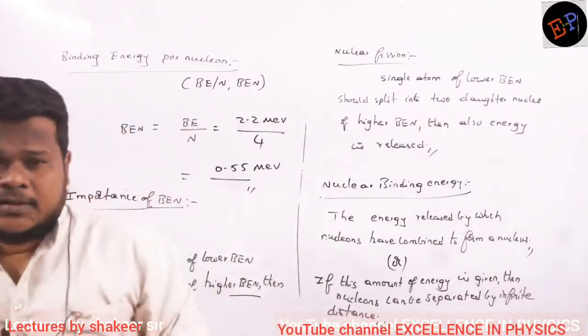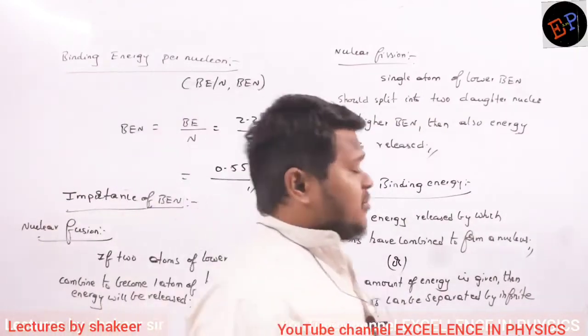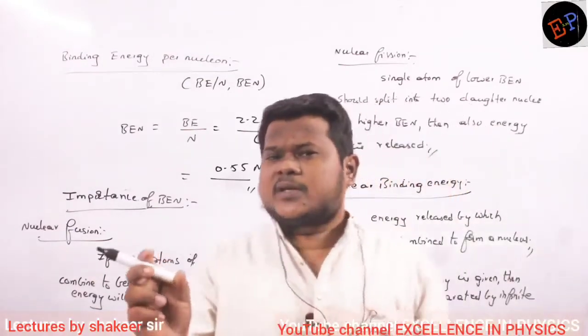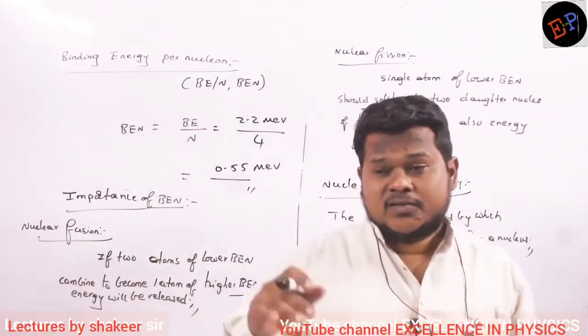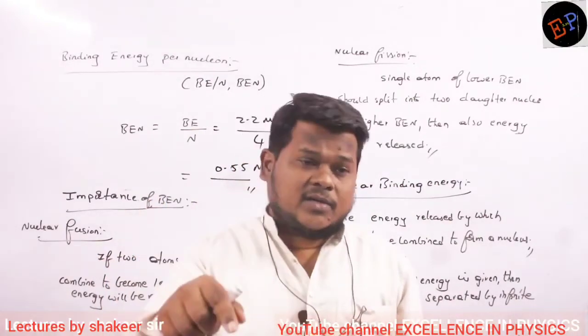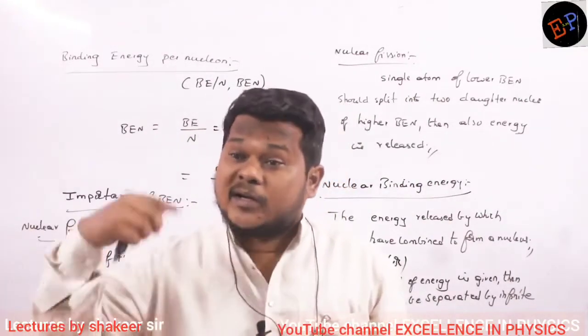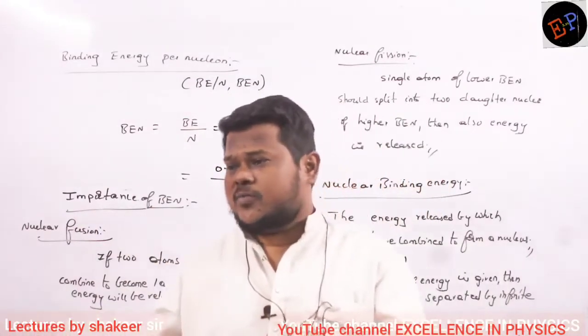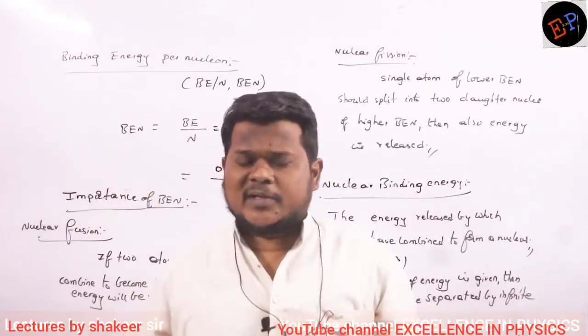Okay. So in nuclear fission, what is happening? So there is one single atom whose BEN value is lesser. So that should be split into two daughter nuclei, and each daughter nuclei BEN value should be greater. So if BEN is greater, it means more energy is converting into mass, no? So automatically energy will be released.